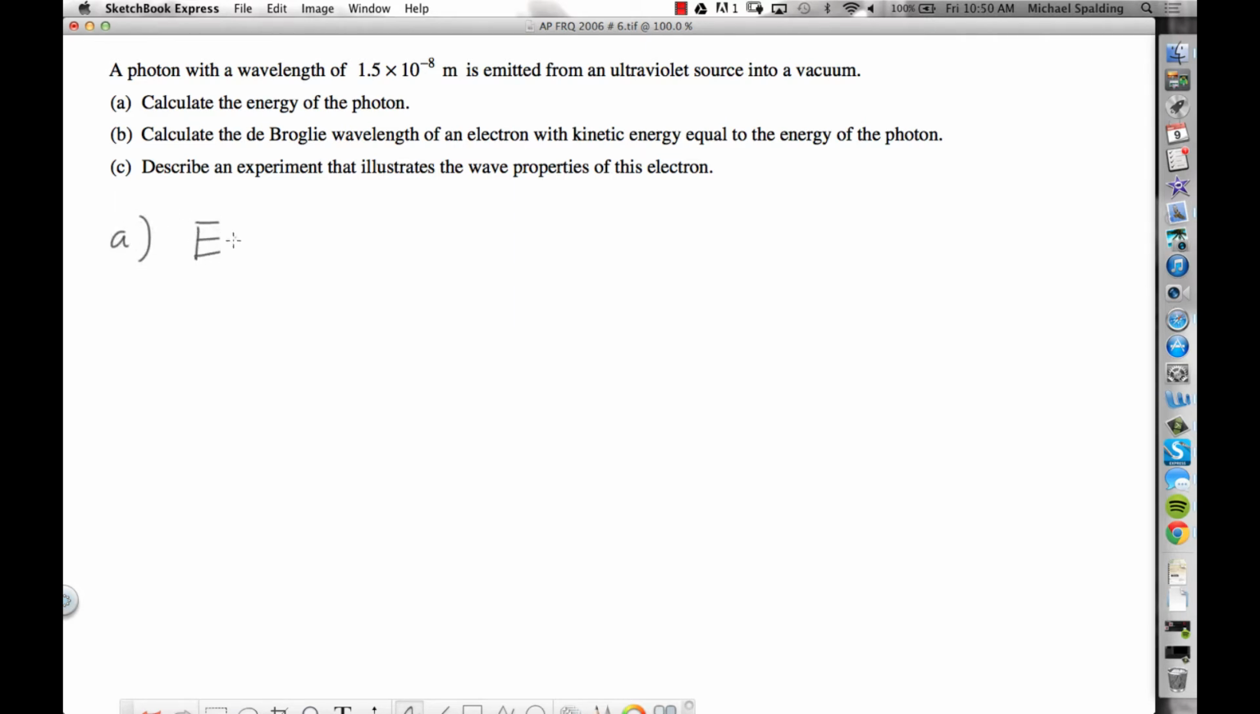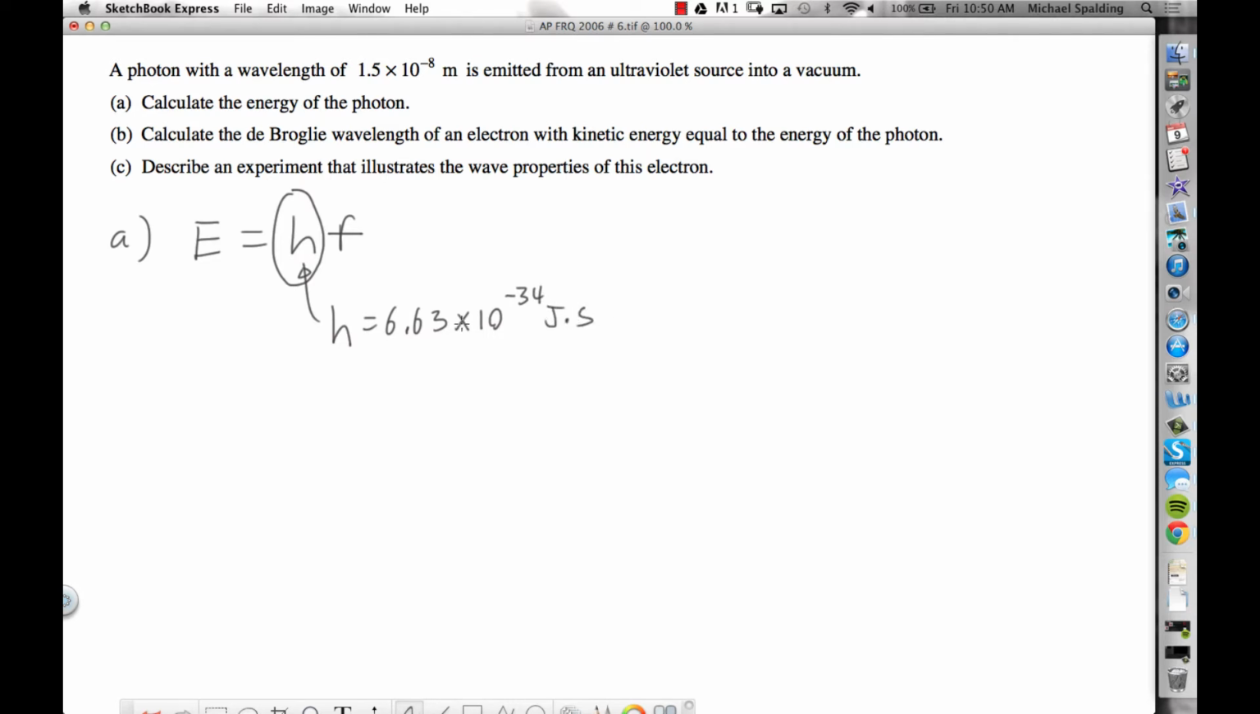To calculate the energy of a photon, there's an equation, E = hf, where h is Planck's constant. You don't have to memorize it. It's going to be on your equation sheet or your constant sheet. Planck's constant is 6.63 times 10 to the negative 34 joule second.